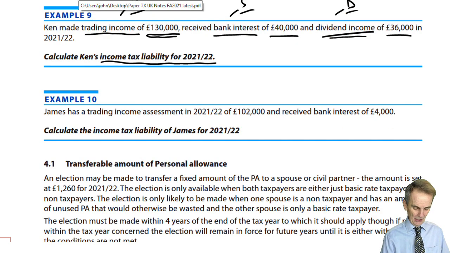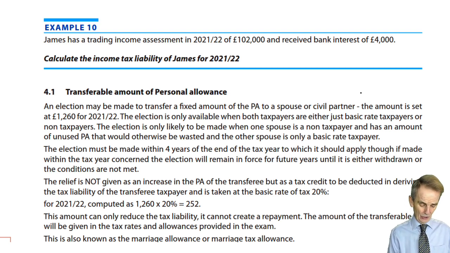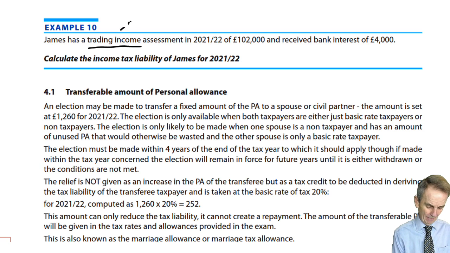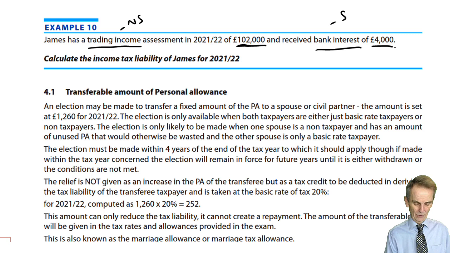Quickly back to our study note, and we see there that we've got one last example for you to now have a go at. Again, a very straightforward one. There's just two types of income here, and that will create, given the numbers involved, just a slight differentiation from what we were doing in the previous example. We have trading income, non-savings. We have bank interest, therefore savings. The non-savings trading income, I'll get it right in a moment, 102,000 plus your bank interest of 4,000.